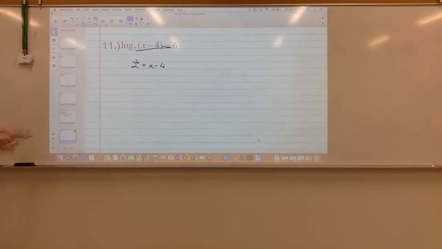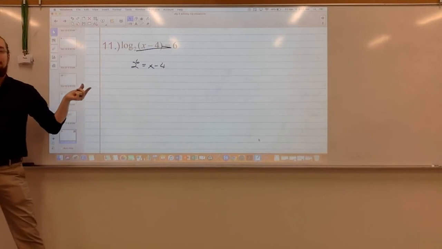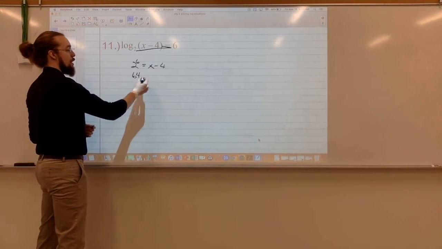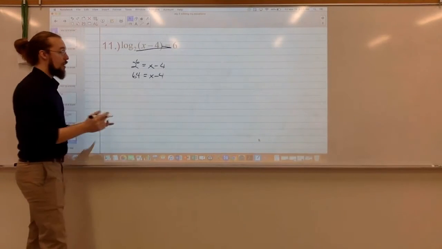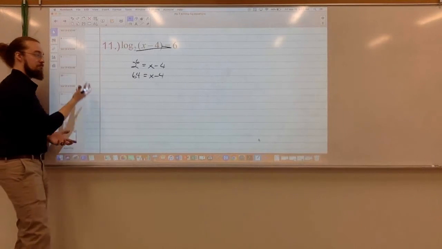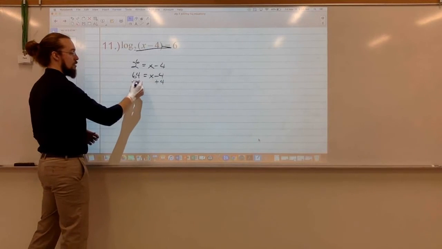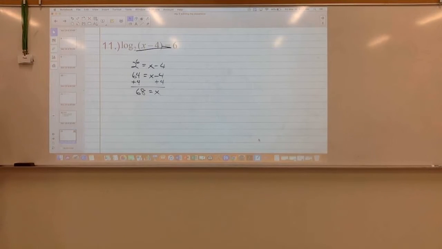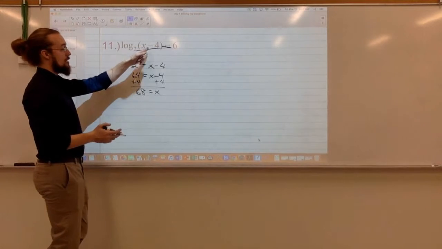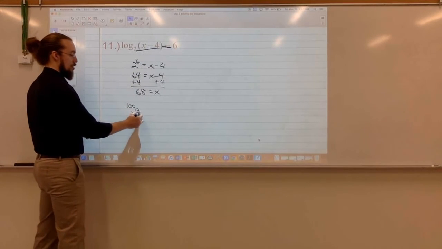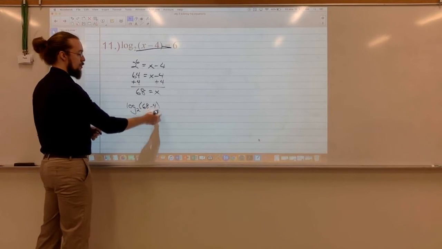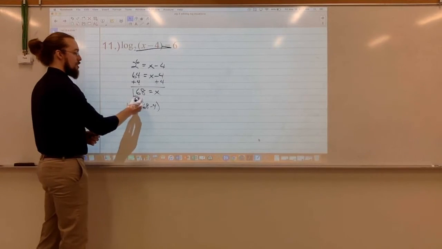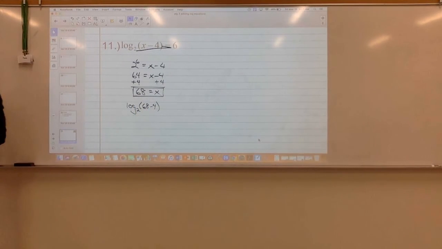Now we can solve this equation. What's 2 to the 6th power? 64. 2 to the 6th power is 64. Then all I would need to do to solve for x is add 4 to both sides. So we get that x is 68. We need to check our answer then. So if I plug 68 into this log base 2 of 68 minus 4, that's definitely a positive value. Right? So we're good. So 68 is my answer.